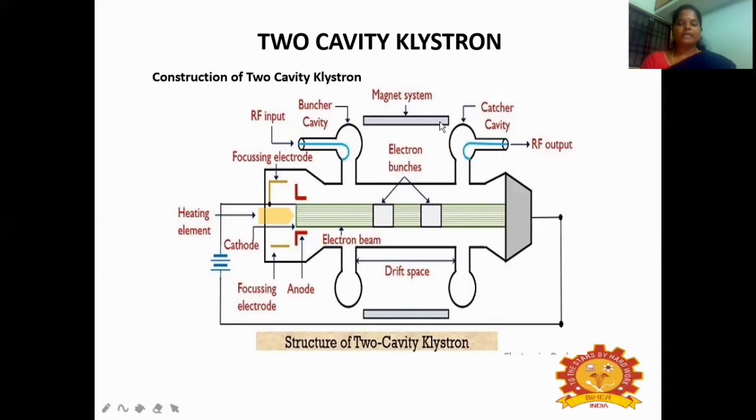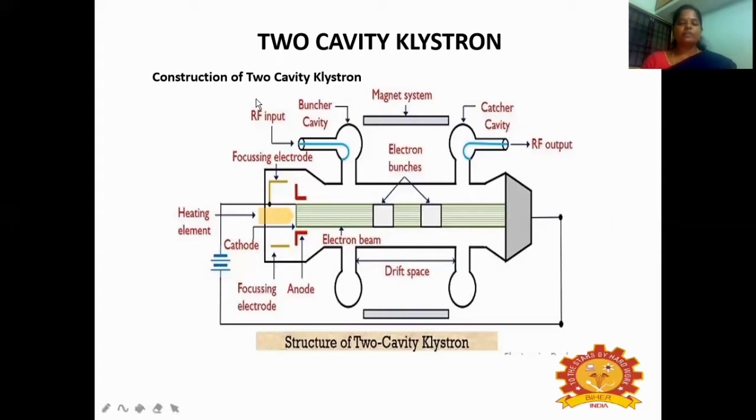There is a magnet system here in order to focus the electron beam inside the tube, which keeps the electron beam longitudinal. Next, the tube consists of a heating element, cathode, focusing electrode and the anode. The focusing electrode is meant for focusing the electron beam inside the tube.